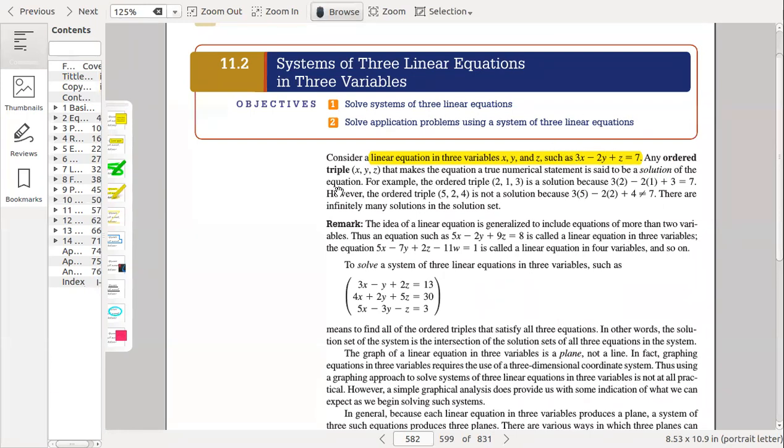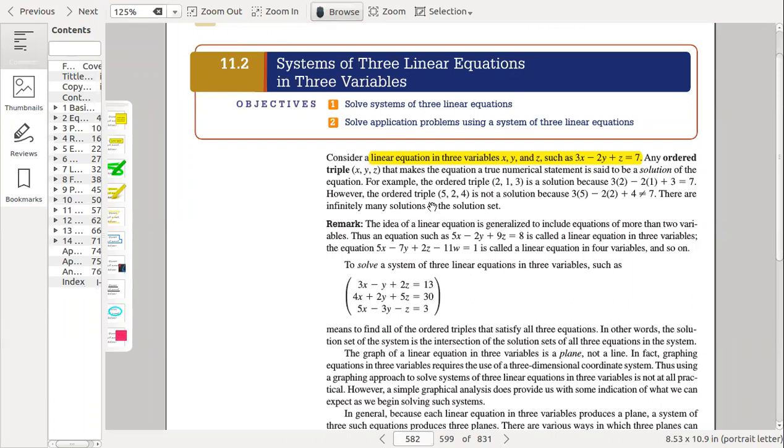Any ordered triple x, y, z that makes the equation a true numerical statement is said to be a solution of the equation. For example, the ordered triple 2, 1, 3 is a solution because it satisfies the given equation 3x minus 2y plus z is equal to 7. So if we substitute these values in the left hand side of the equation, 3 into 2 minus 2 into 1 plus 3, this will be equal to the right hand side, which is 7.